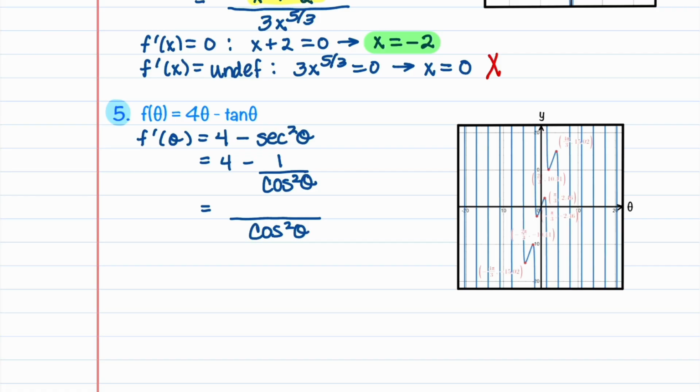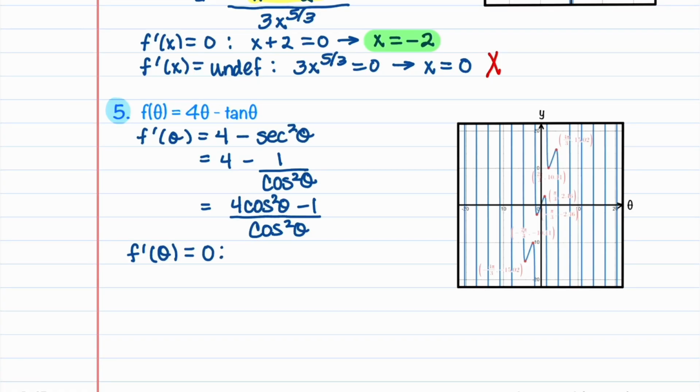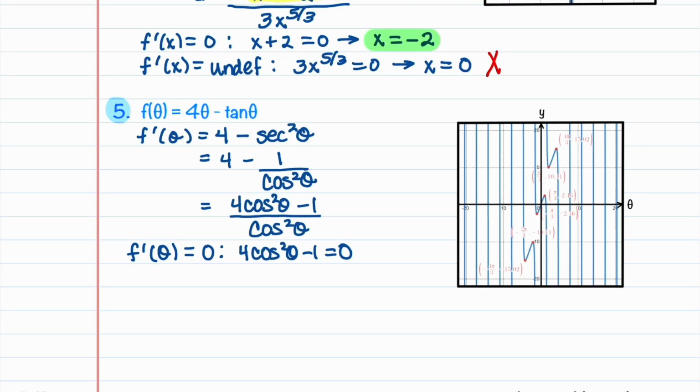Now we're going to have to multiply our 4 by cosine squared theta, and then we subtract 1. Now we can find where our derivative is equal to 0. We're going to take the numerator and set it equal to 0. So we have 4 cosine squared theta minus 1 is equal to 0. This gives us cosine squared theta is equal to 1/4. So cosine theta is equal to plus or minus 1/2.